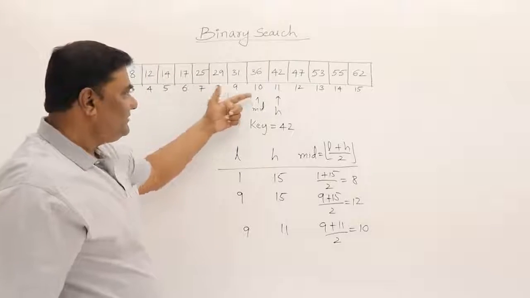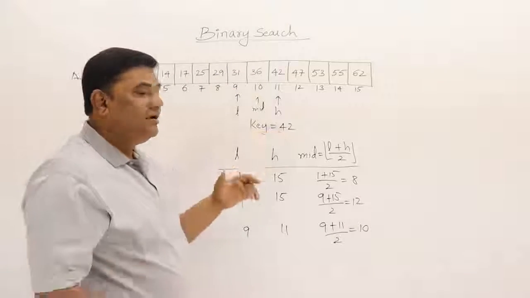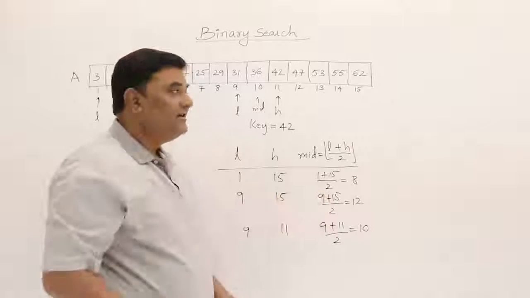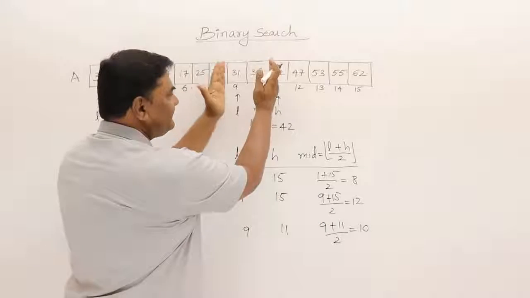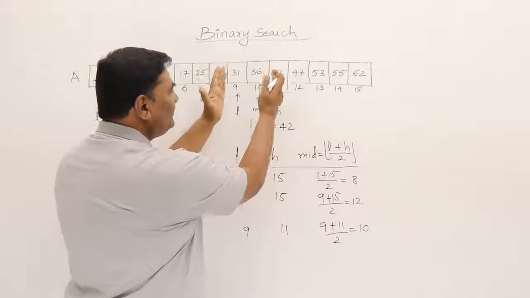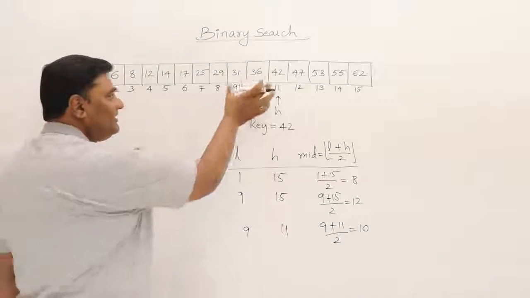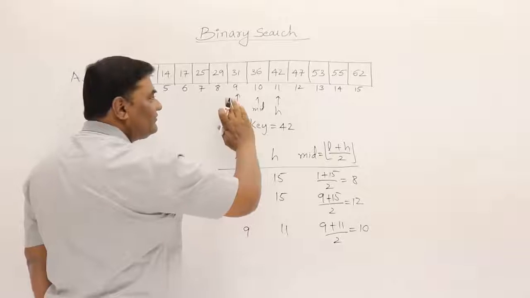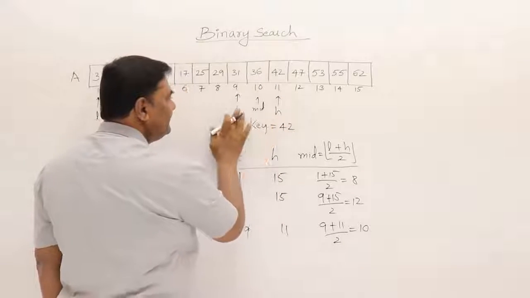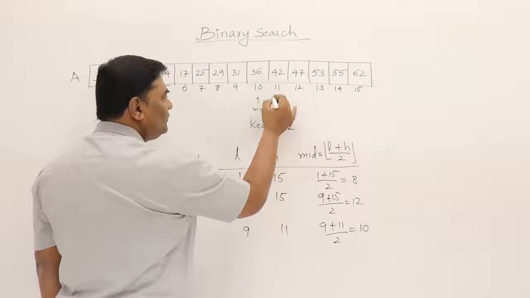Is it the number that I am searching for, 36? No, my number is on the right hand side. So again we will split this list. See, now the list is narrowing down to a smaller list of just 3 elements. From 15 we started, now we are left with only 3 elements. Now I should look on the right hand side of this list. So change low to mid plus 1.